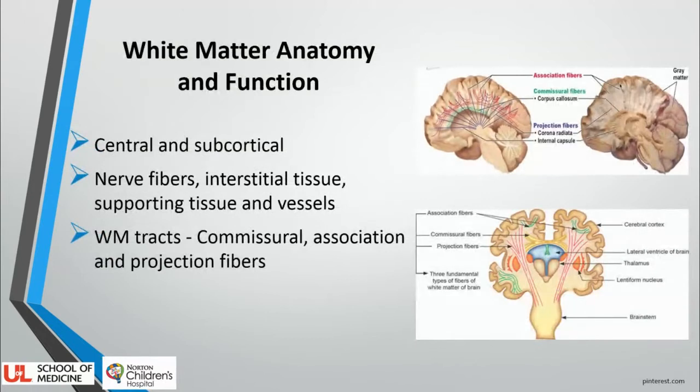White matter is located in the central and subcortical regions of the cerebrum and cerebellum. It contains nerve fibers, interstitial tissue, supporting tissue, and vessels, and forms white matter tracts that connect adjacent gyri through association fibers, the hemispheres across the midline through commissural fibers, and the cortex to the brain stem and spinal cord through projection fibers.